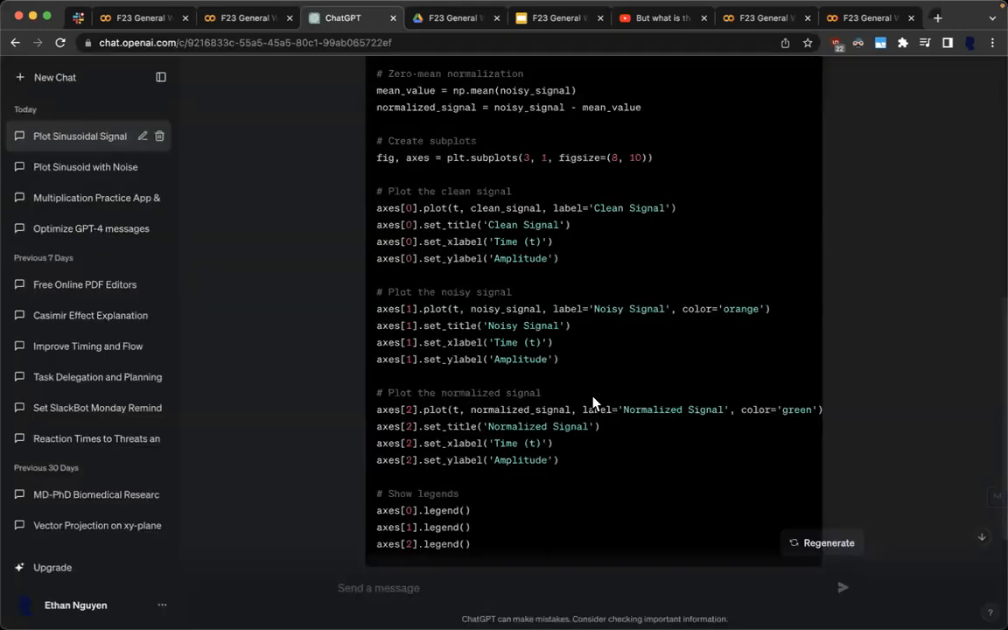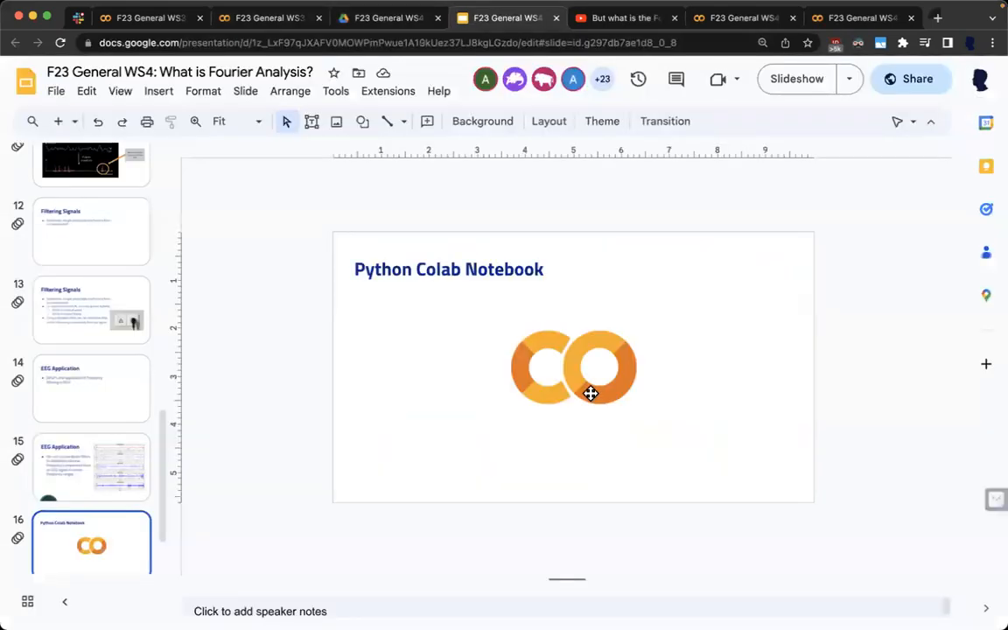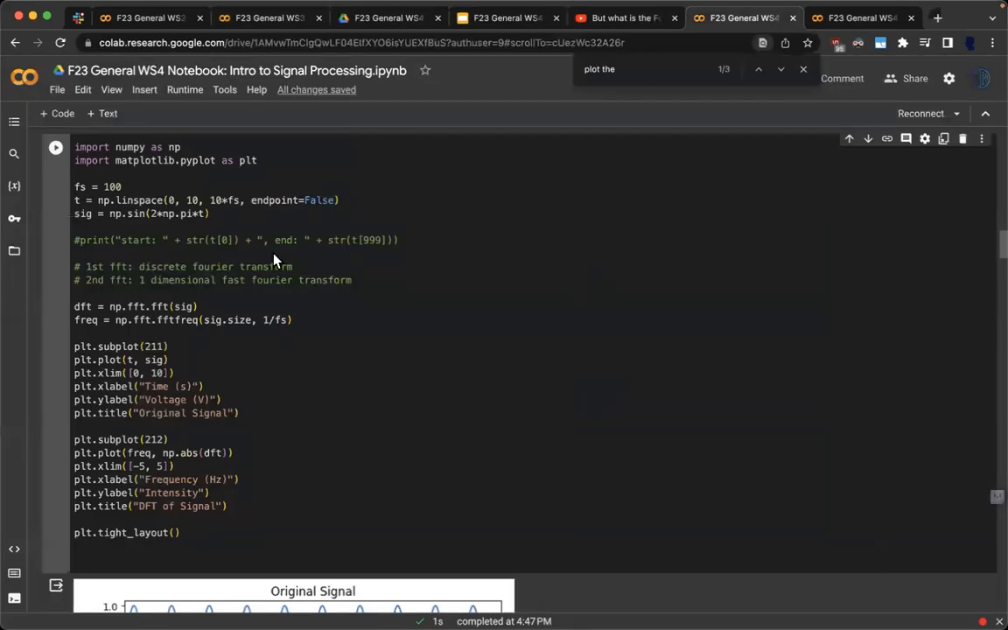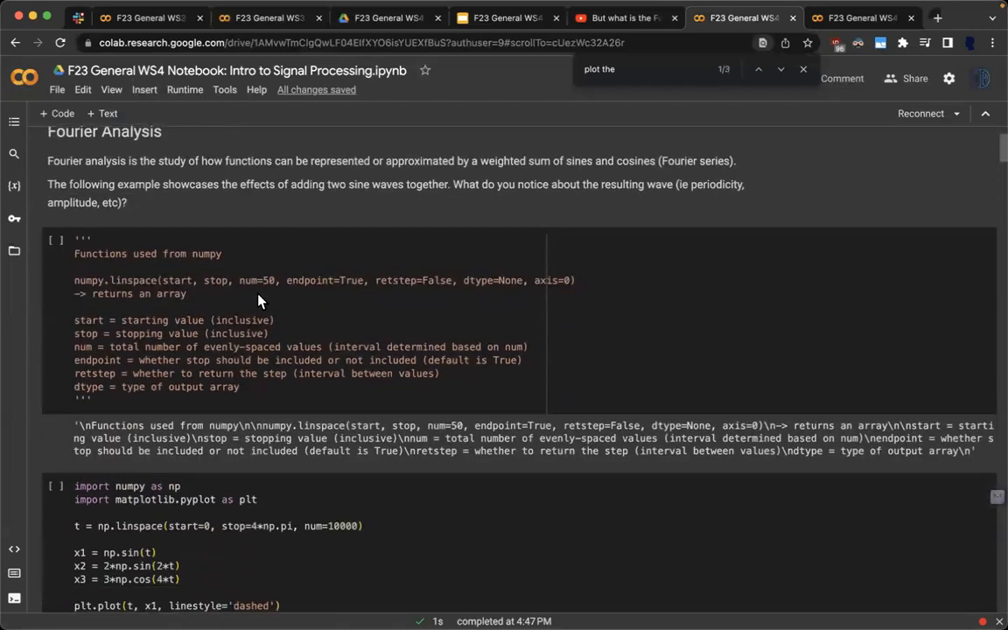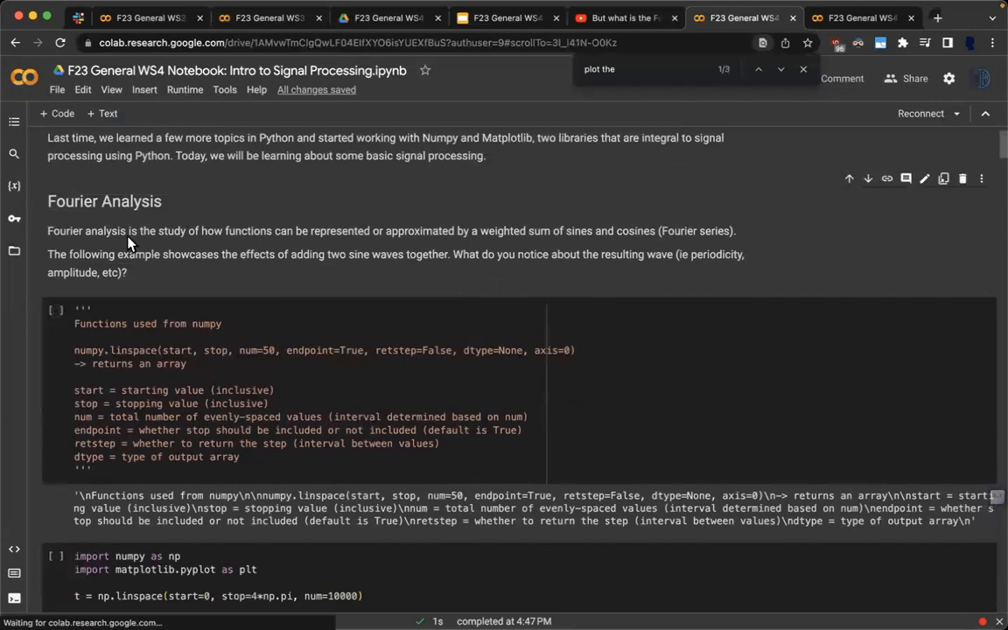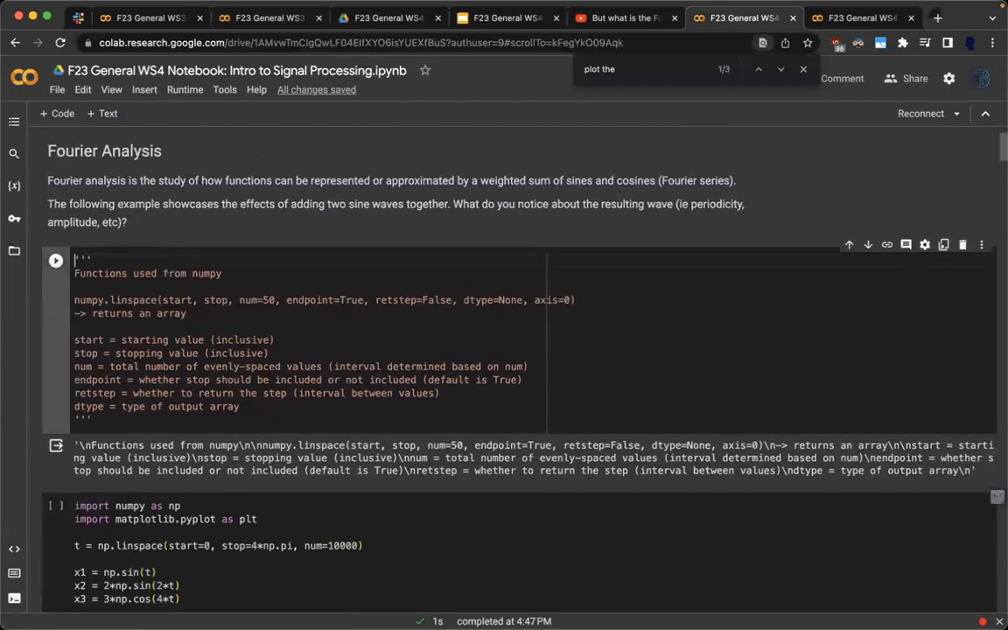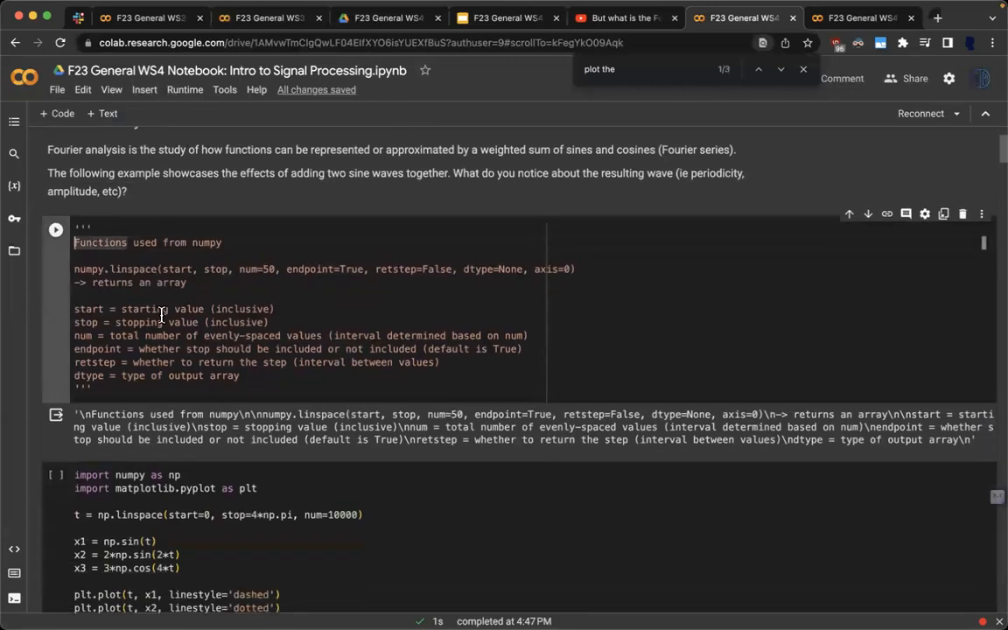And now on to our actual signal processing workshop. I'll go up until the screen. Just to preface this, do you guys have access to this notebook, this workshop 4 notebook?